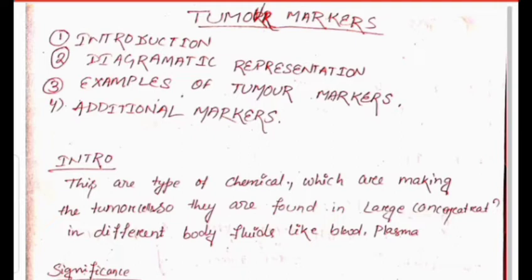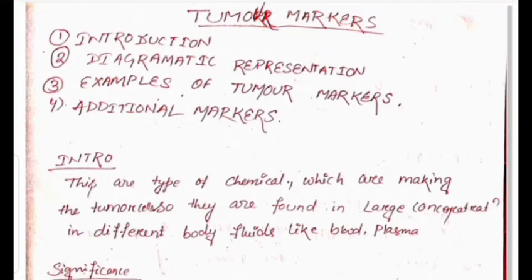In this discussion, we discuss tumor markers, which come as a 20-mark question in your exam. We will discuss it by dividing into 3 points: introduction, diagrammatic representation, then what are the examples of tumor markers, and what are the additional markers. In the introduction, we discuss the definition of the tumor marker.